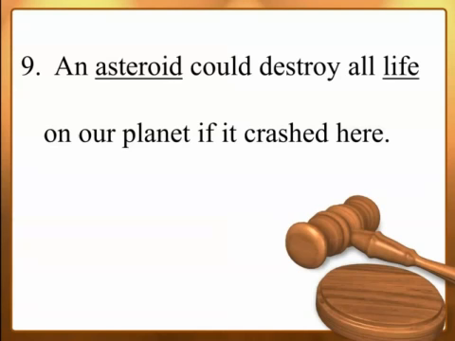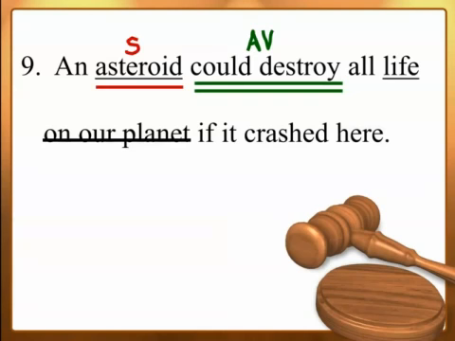Number 9, an asteroid could destroy all life on our planet if it crashed here. Get rid of on our planet. Could destroy, action. You have to underline both parts of that verb. Who or what could destroy? Asteroid, subject. Asteroid could destroy what? Life, direct object.